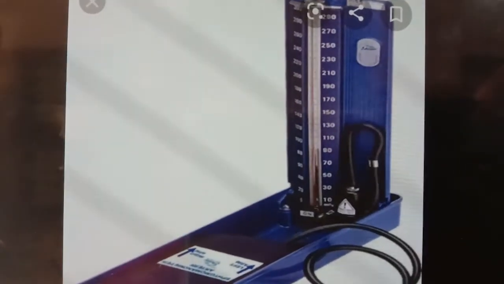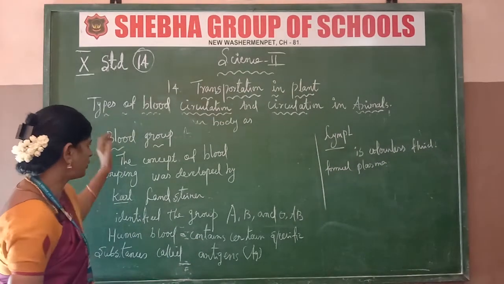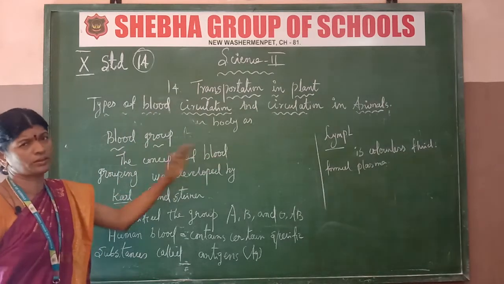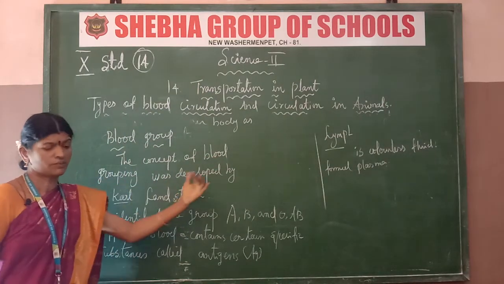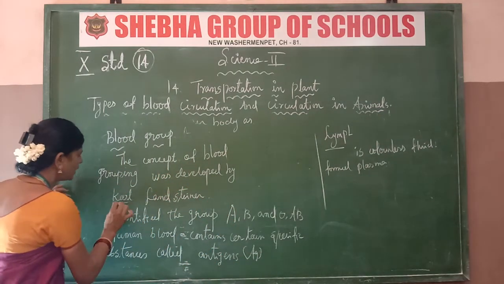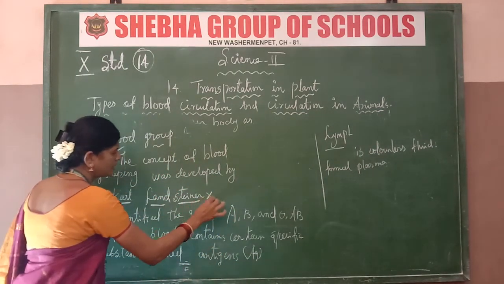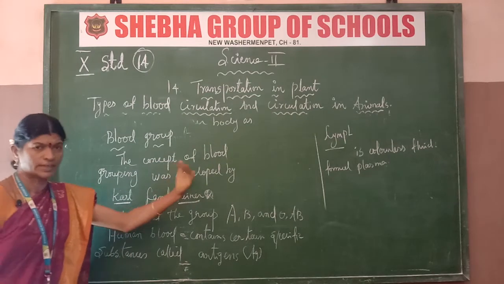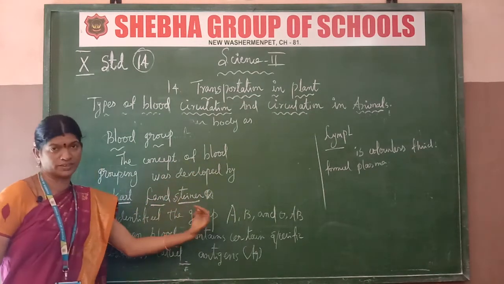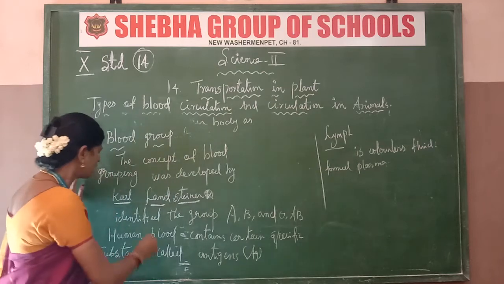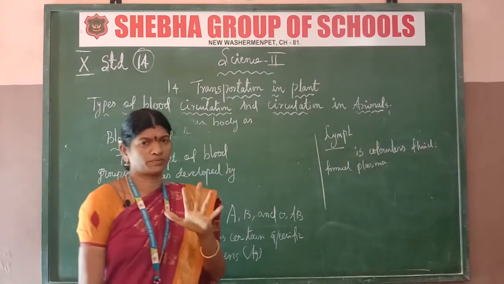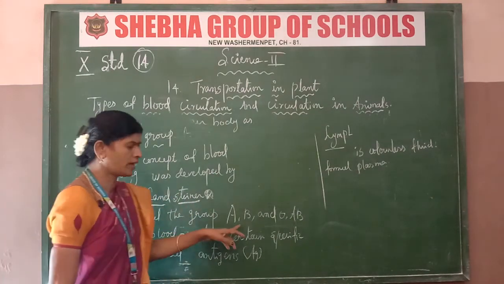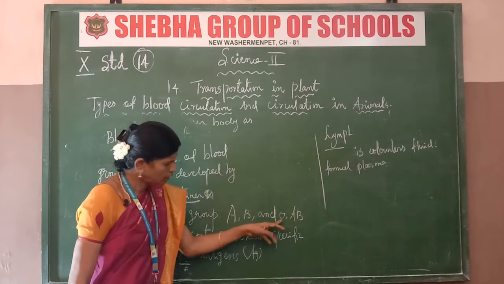It's clear. Next we are going to blood group. This is the last topic, blood group. First of all, the concept of the blood group was developed by Karl Landsteiner. He discovered the blood groups. The human body is divided into four types of blood group. The identified groups are A, B, O, and AB.